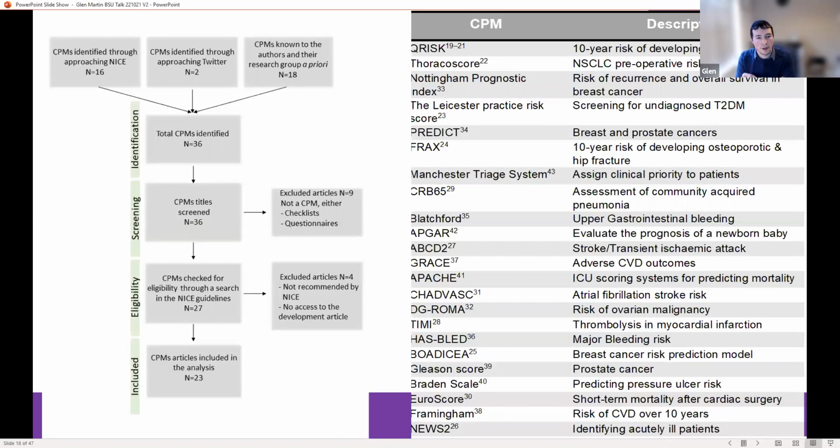So what Antonia found was that NICE outlines 23 prediction models that are used in guidelines, and I've listed these on the right here. You can see some common candidates, so Q-risk that I've already mentioned, Framingham, Euroscore, Hasbled, etc. So 23 across a range of different clinical areas.